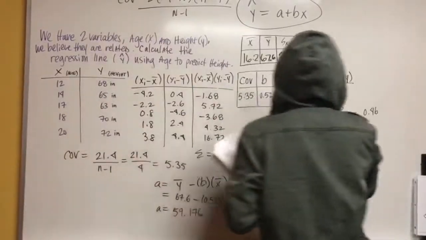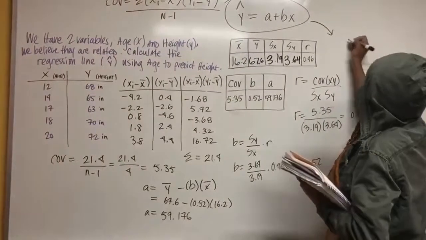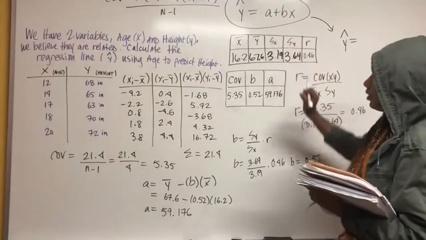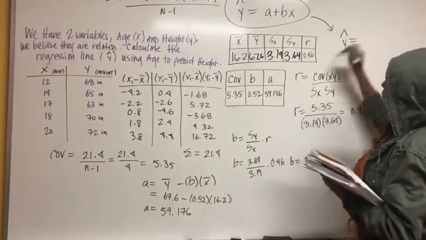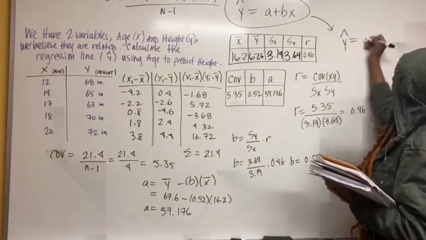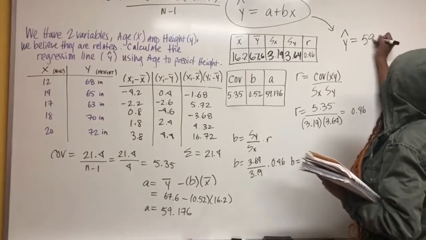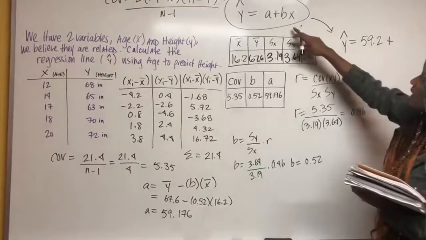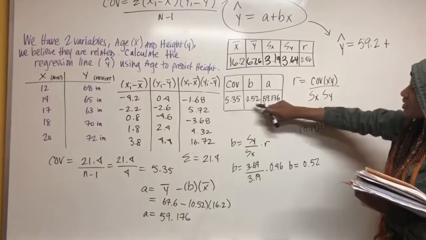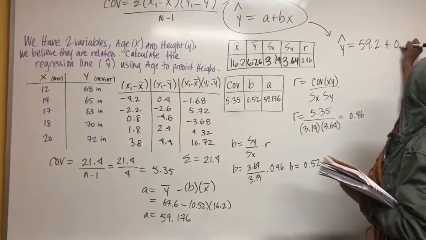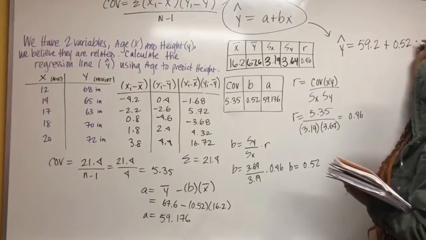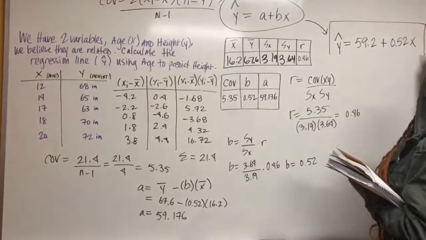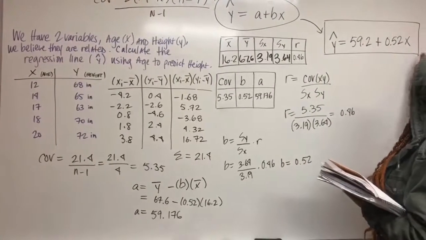Okay, so the last step to solving for the regression line is just to plug it into the equation. So I'll do it right here. So we have our regression line is equal to A, which is 59. So we'll round it off. I'll say 59.2. 59.2 plus B, and our B is 0.52 times X. So this is our regression line equation.